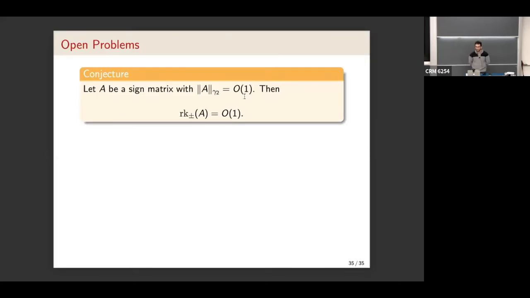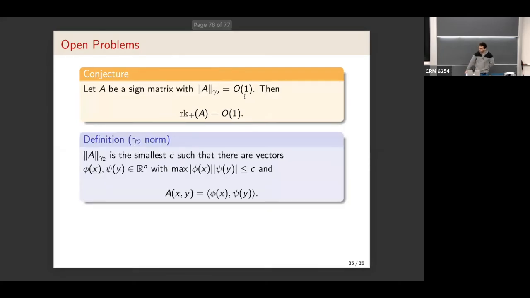Does it imply that sign rank is constant? Okay. Now, gamma 2 norm is the following. So now I'm representing my matrix, instead of the sign, as an actual inner product. So A of x, y has to be the inner product of phi x, psi y. So there's no sign here anymore.